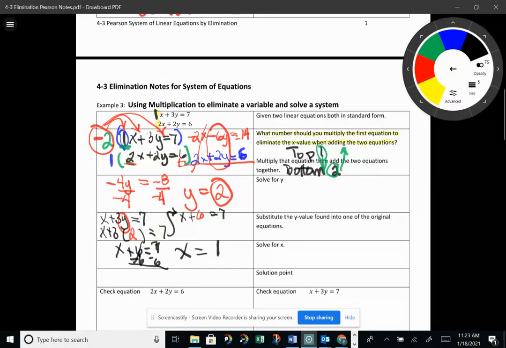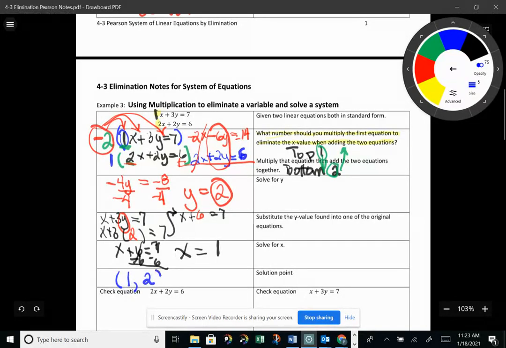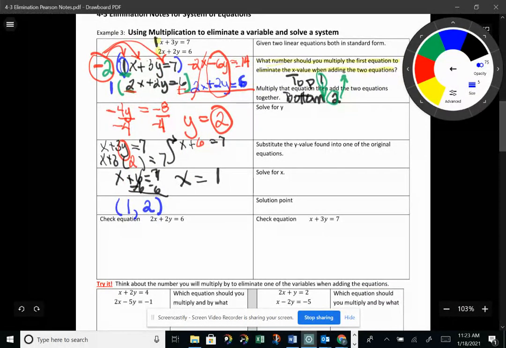So my solution point, remember my solution point has parentheses. I'm going to have parentheses. X is 1 and y is 2. So 1 comma 2, close your parentheses. And then we go through and check. I'm going to show you algebraically, but then I'll show you how to do it in Desmos again.